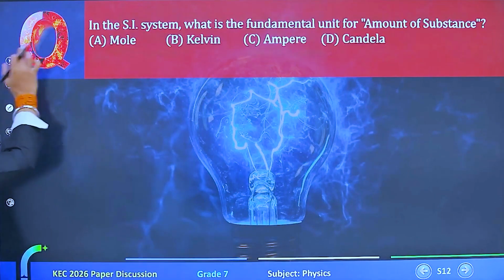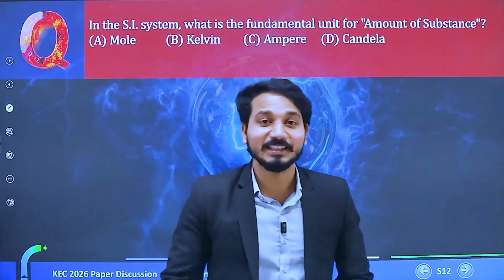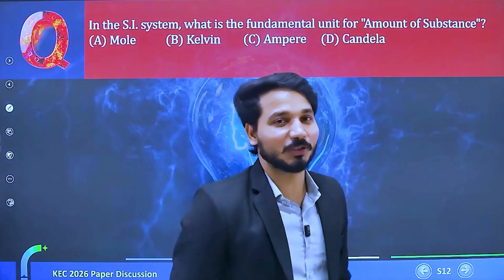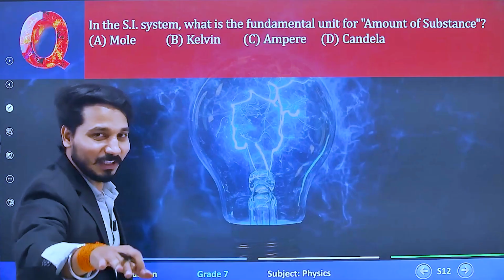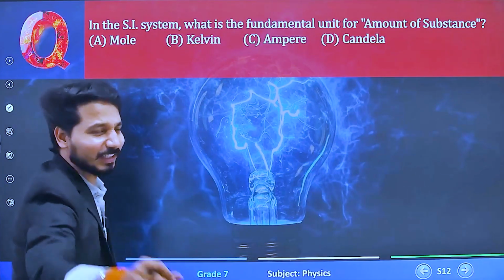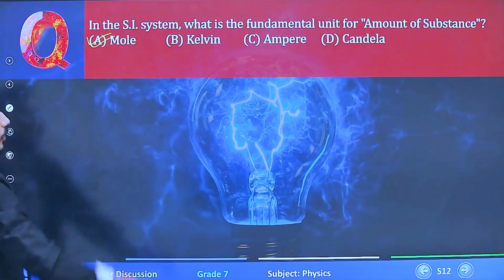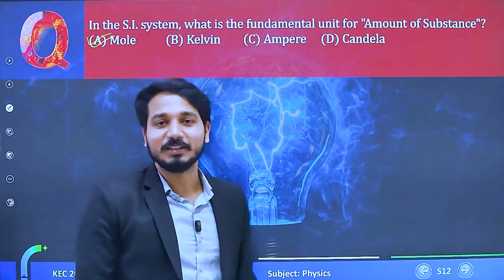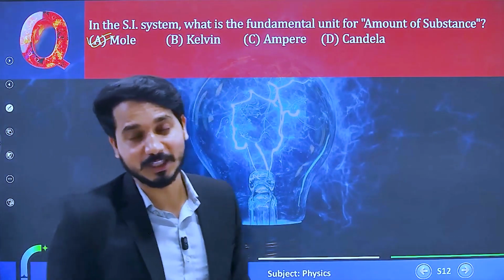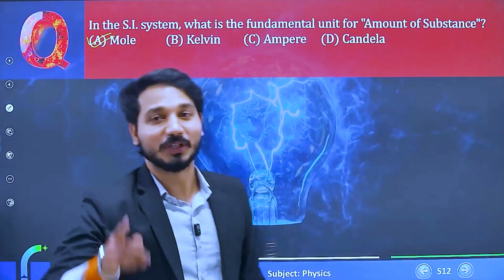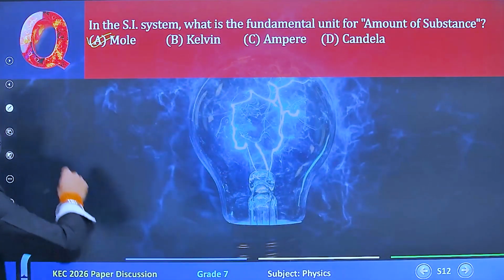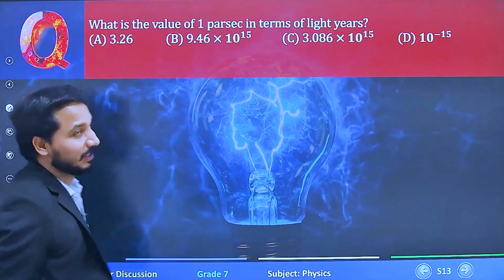Right, moving ahead to the next. In the SI system, what is the fundamental unit for amount of substance? Those who remember fundamental quantities can mark it within seconds. The answer is option A, mole, because Kelvin is for temperature, ampere is for electric current and candela is for luminous intensity. So amount of substance is option A, mole. Moving ahead to the next.